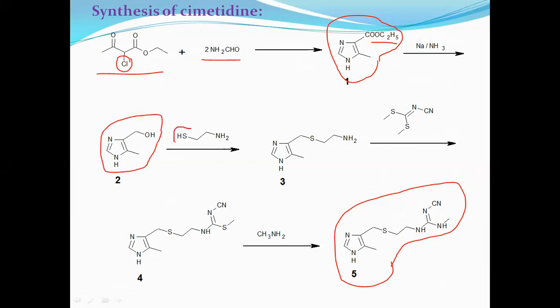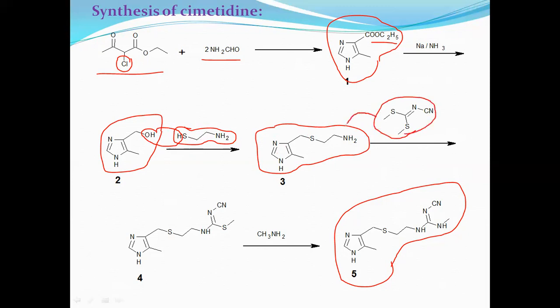This alcohol reacts with the aminoethyl compound. There is a substitution, replacing the water molecule, to form the intermediate. After formation of the intermediate, what substitution occurs? Polar group substitution on the terminal nitrogen atom.